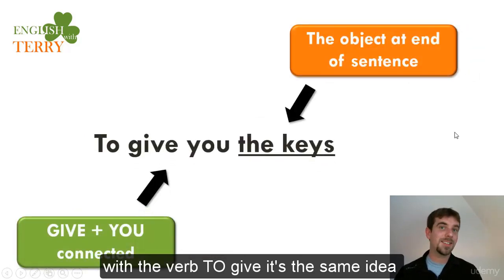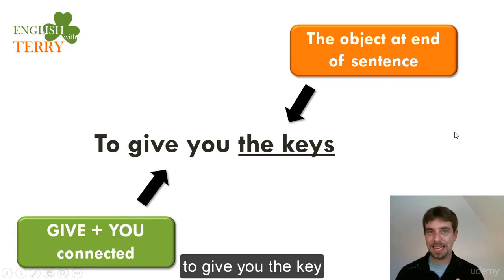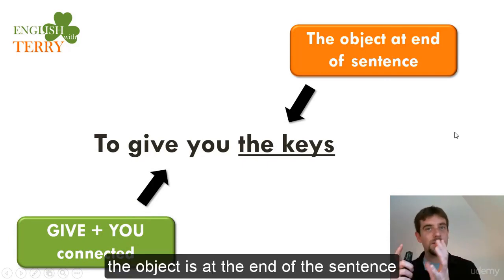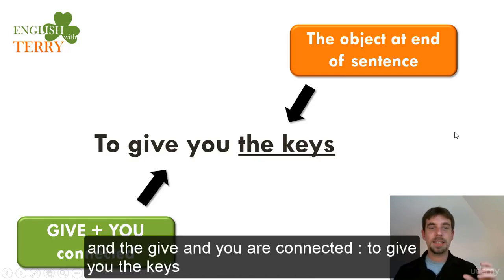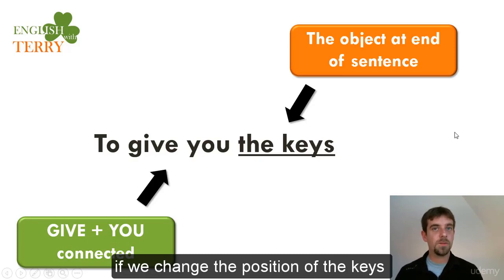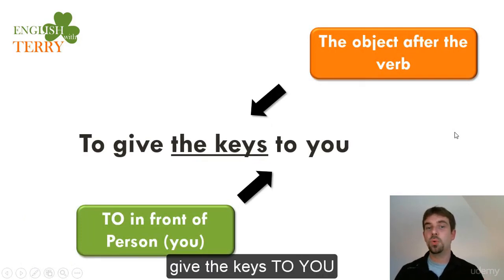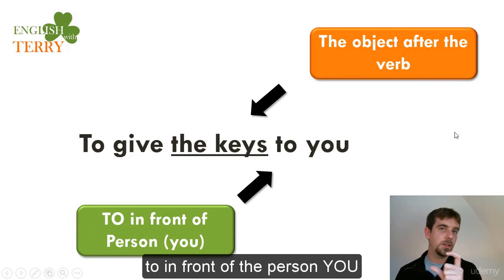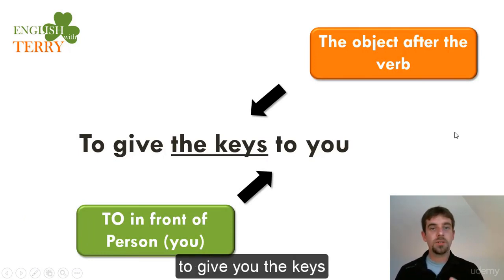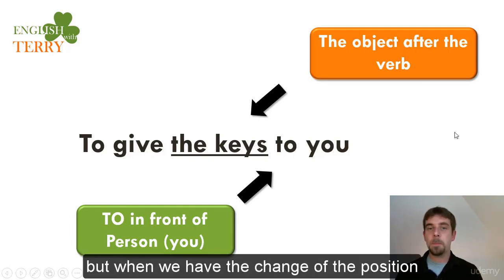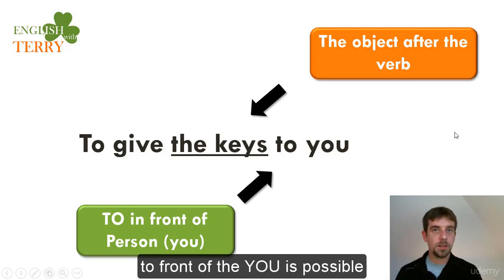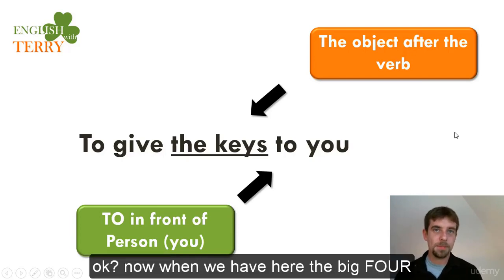With the verb to give, it's the same idea. To give you the keys, the object is at the end of the sentence, after the you, and give and you are connected. If we change the position of the keys in the sentence, what happens? To give the keys to you. To in front of the person you. So this is the basic difference. To give you the keys and to send you an email are much more common, but when we change the position, to in front of you is possible, but not so common, okay?